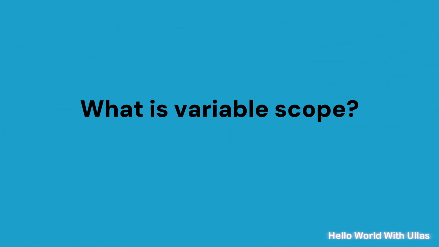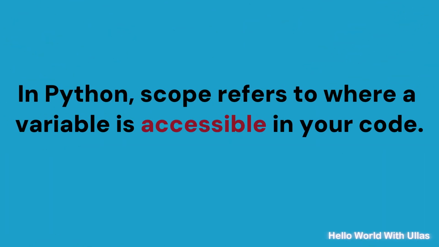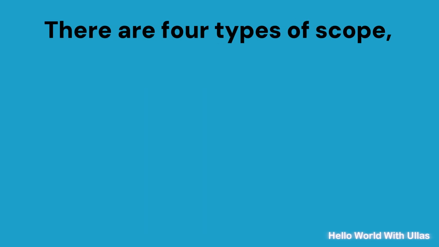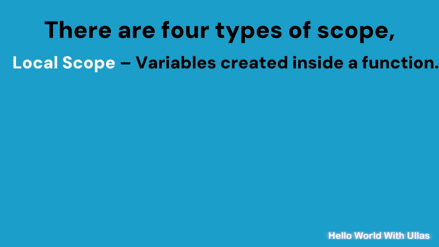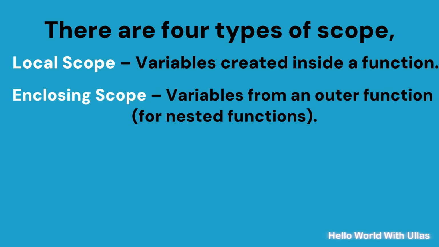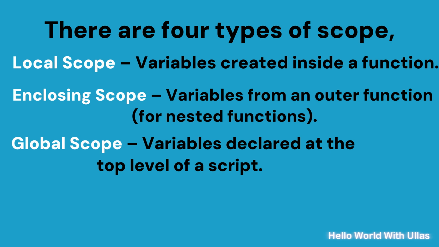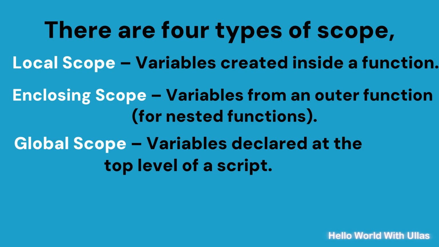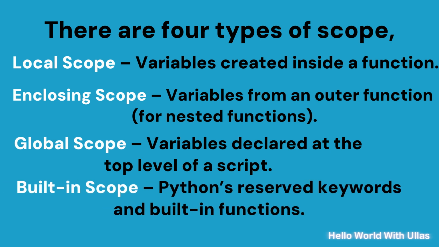What is variable scope? In Python, scope refers to where a variable is accessible in your code. There are four types of scope. Local scope, variables created inside a function. Enclosing scope, variables from an outer function for nested functions. Global scope, variables declared at the top level of a script. Built-in scope, Python's reserved keywords and built-in functions.